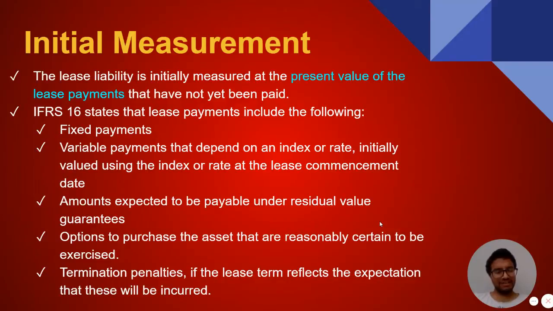And termination penalties, if the lease term reflects the expectation that these will be incurred. Many people don't understand this particular line. It just means that if the lease term is, let's say, 5 years, but our plan in the head is that we will only be renting it for about 3.5 years, then you're more likely to incur those penalties. So that should also be included in the present value within your lease liability. That's all it basically means.